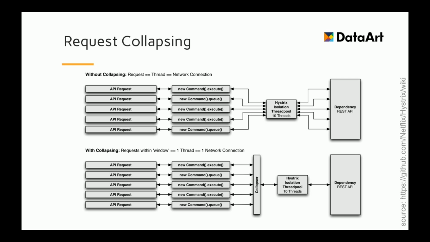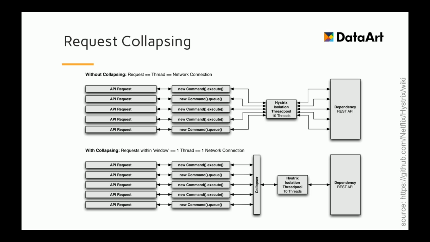from each command which is executed, the programmer needs to create a command and execute it, but after that, a special collapser takes the arguments from these commands and prepares a batch request to our dependency. Of course, the dependency needs to know how to respond to such a batch request, and the answer is, for example, a map. After that, we need to put the answer into the separate commands. And because Hystrix uses the command pattern, such tricks are possible. And we can save on threads and on connections.